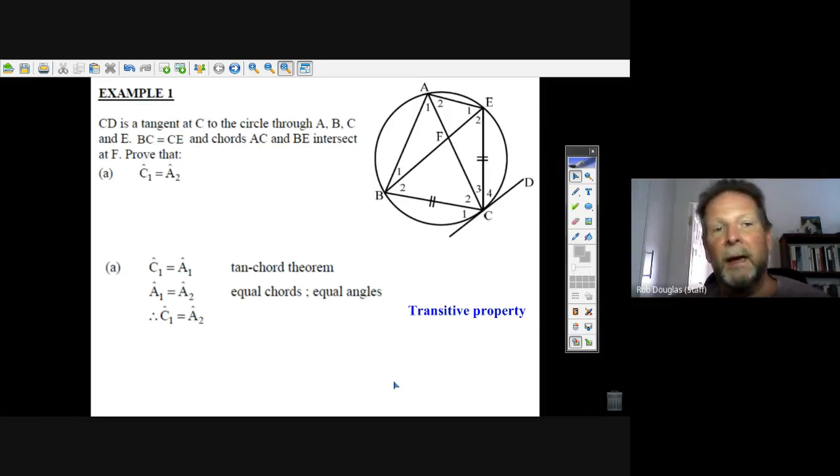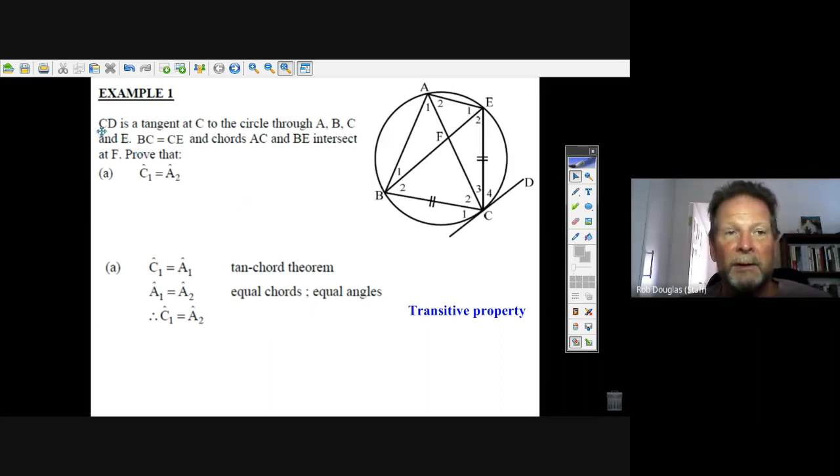Okay, we're going to look at geometry proofs where they ask you to prove things, and we use all our reasons to manage that. Let's look at the first example I put in the notes. I'm just going to explain it so it makes it a little bit easier for you to follow.